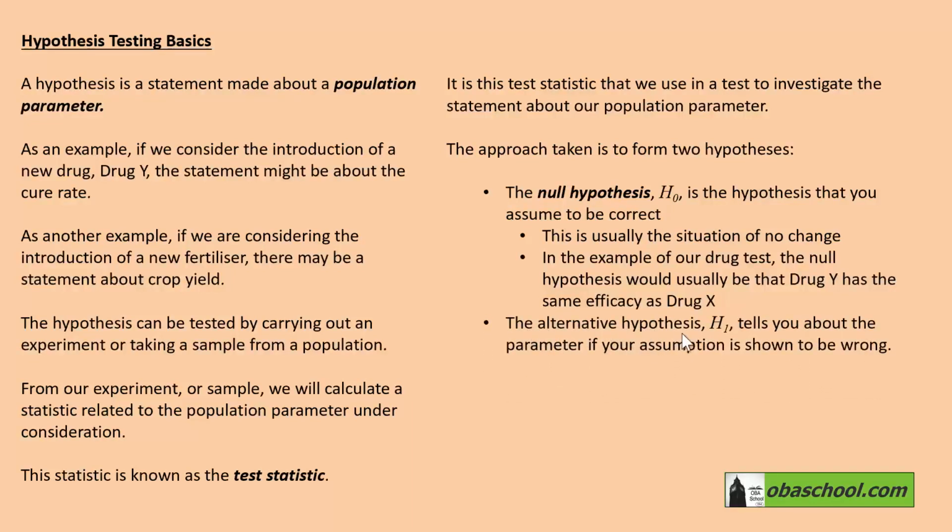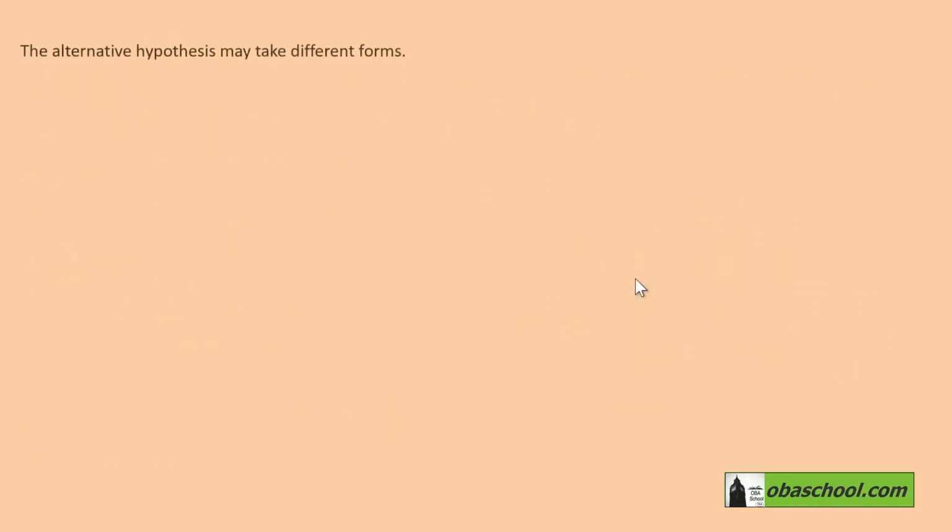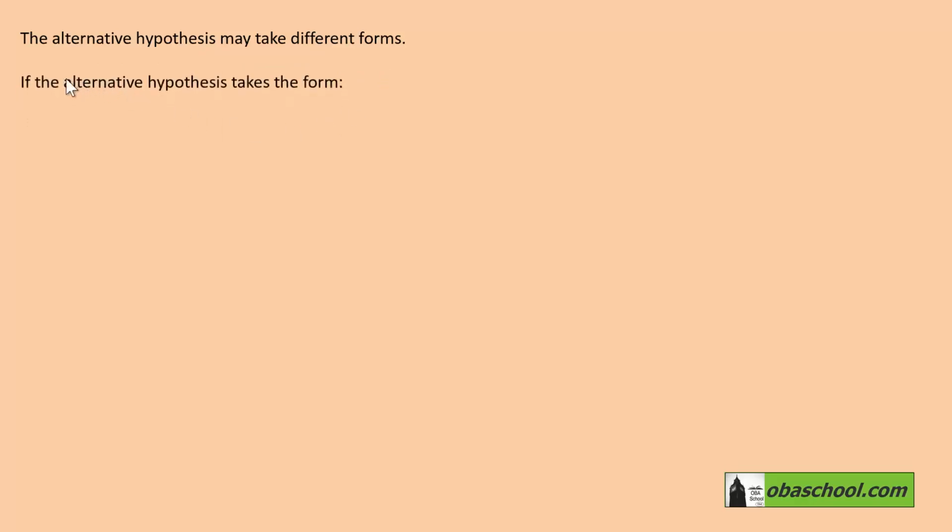The alternative hypothesis, usually termed H1, tells you about the parameter if your assumption is shown to be wrong. The alternative hypothesis may take different forms depending on the situation. If the alternative hypothesis takes the form that the parameter P, or probability, is less than a certain value, or that it's greater than a particular value, we get what's known as a one-tailed test.